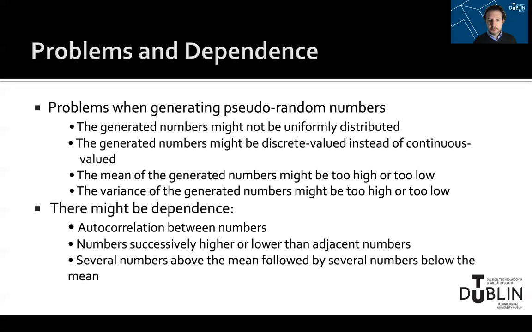Now, there might be a situation where you can predict the next number from the previous number. You don't want that in a pseudo-random number generator. You want it to be very difficult to predict the next number. If the numbers are high, low, high, low, that's very predictable as well. You don't want that. You don't want a couple of numbers above the mean, a couple of numbers below the mean. You want there to be no pattern in the generation.